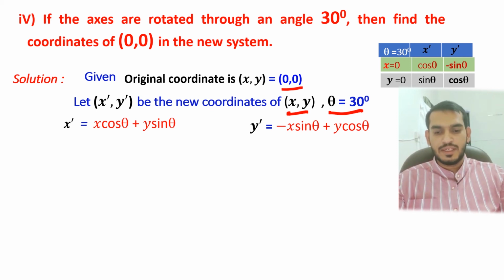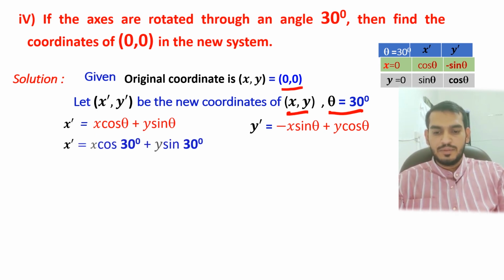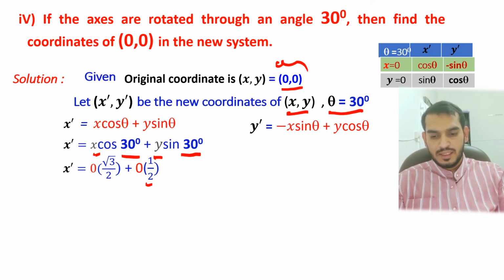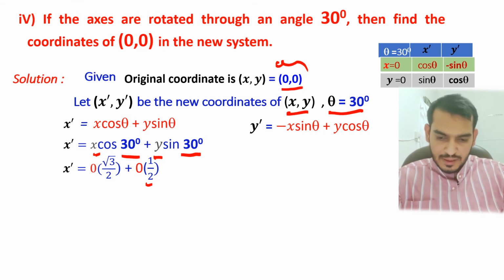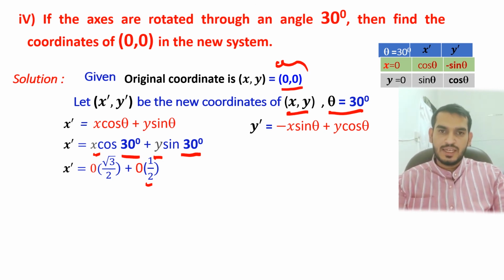Substituting the value of 30 degrees in the equation of x', we can write x' = x cos 30 degrees + y sin 30 degrees. Now we know that x and y are 0 and 0 from the original coordinates. So x' = 0 into cos 30, which is root 3 by 2, and 0 into sin 30, which is 1 by 2. So 0 times anything is 0, and 0 plus 0 is 0. So x' = 0.